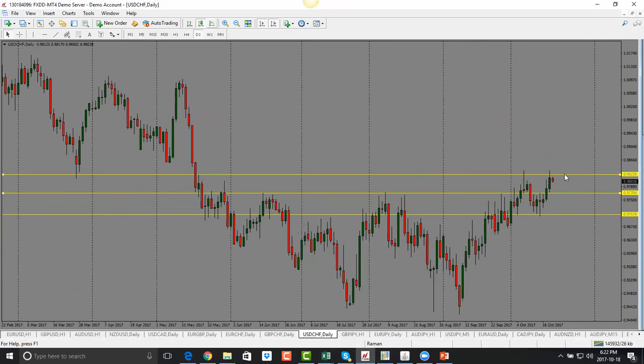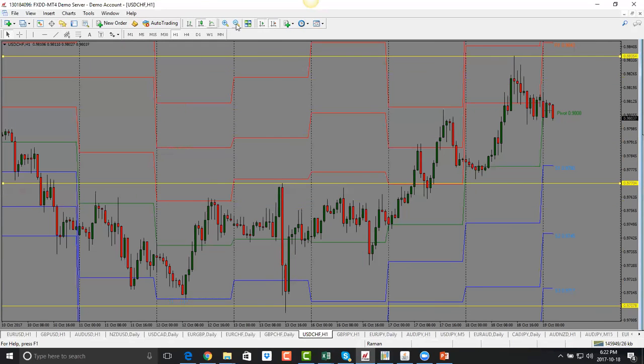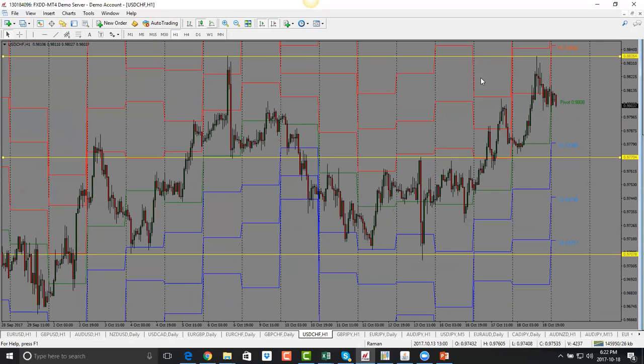Okay, dollar Swiss franc. We went right into the highs here, and right now overall US dollar is weakening. So that could cause this to drop. So we have a double top type of formation. If you take a look at our 1 hour chart here, we have this intraday double top.